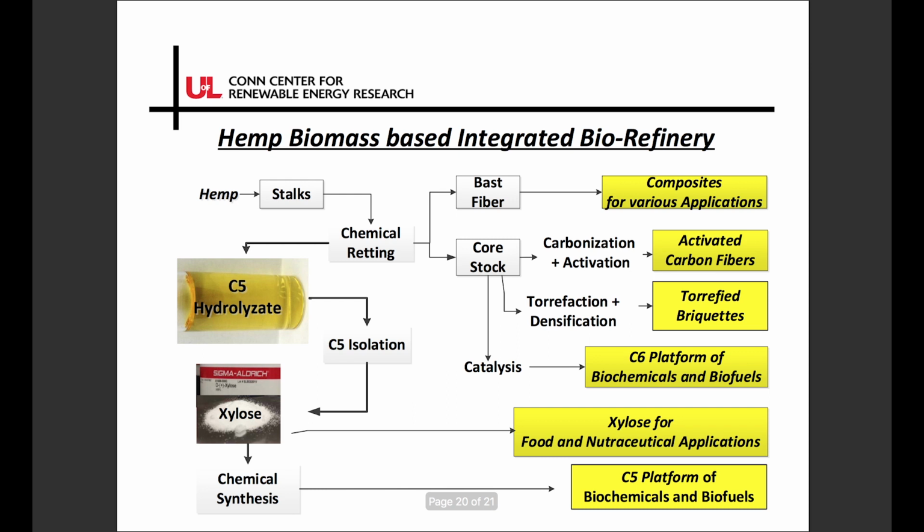It starts through the chemical retting process, where we make a pure bast fiber that can go into composites and coarse stock into various opportunities, and the hydrolysate goes to C5 and xylose, and then the carbons go into various applications. These are the different types of product portfolio we're trying to build from bast fiber crops such as hemp and cannabis.